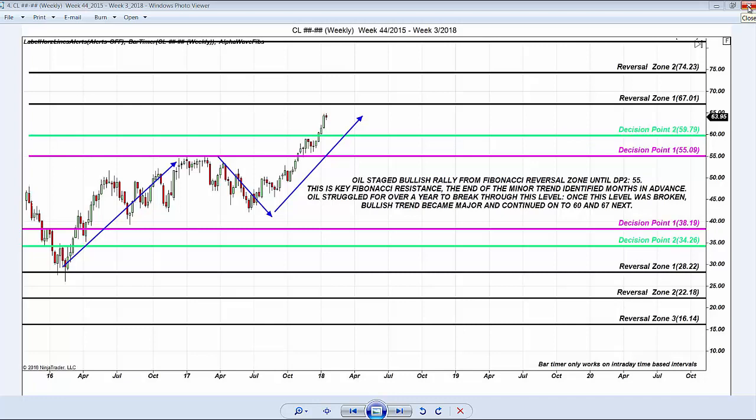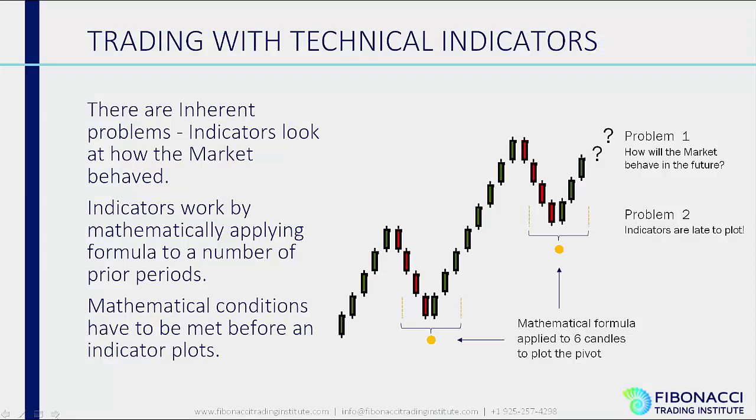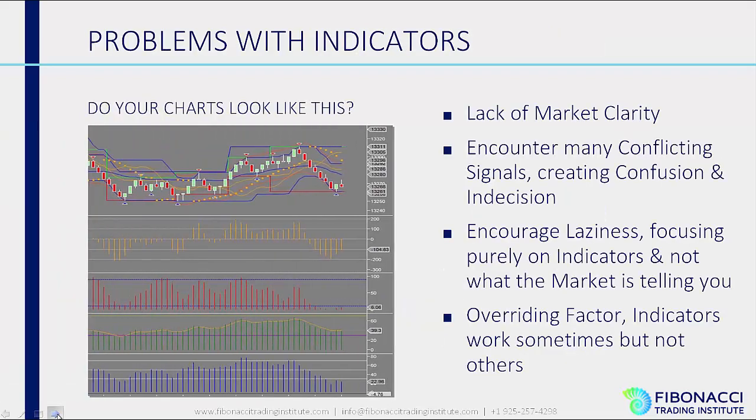Every single instrument, every single time frame, identical Fibonacci sequence. The only difference, risk management and trader psychology. Do you want to hold position 5 minutes, 5 hours, 5 days, 5 weeks, or 5 years? Do you want to trade Forex or options? Price action and Fibonacci remains the same. Liquidity, trader psychology, and how long trader holding the position is the difference.